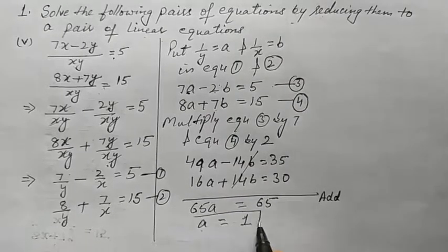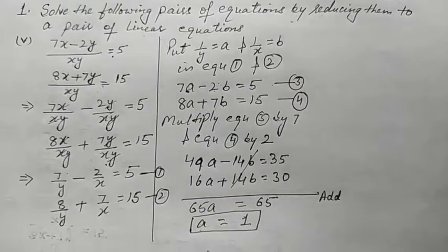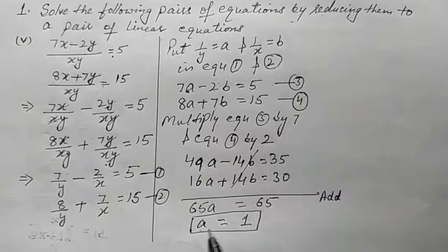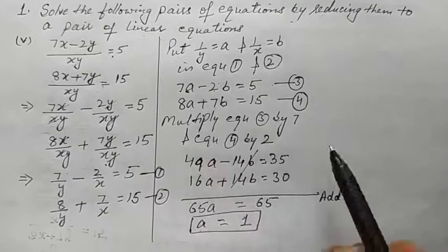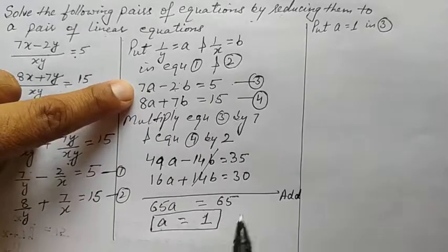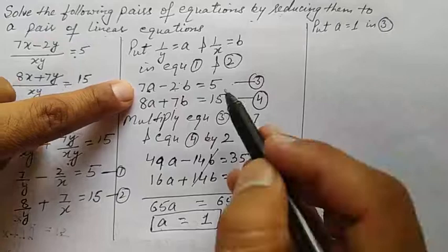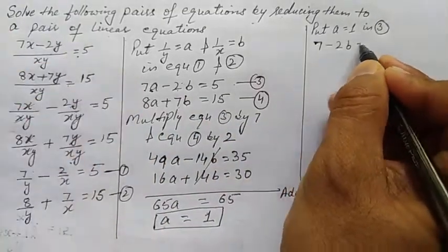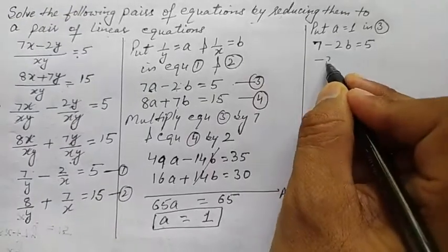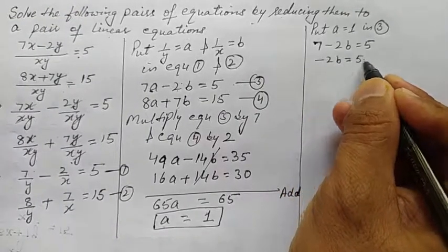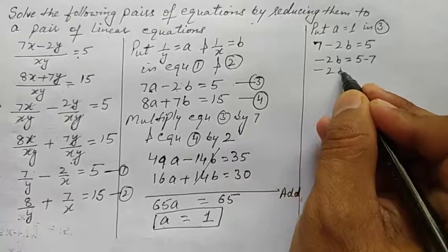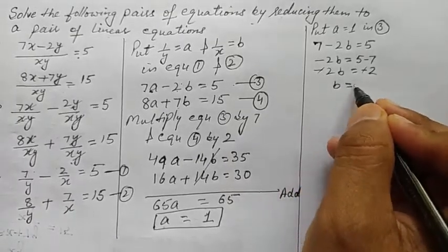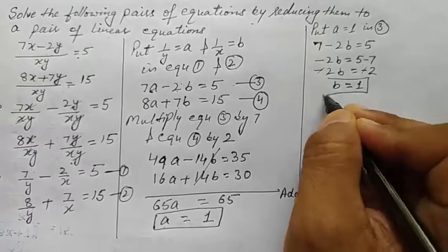So from here we get the value of a as 1. Now we'll put the value of a as 1 in either the third equation or the fourth equation, and then we can find the value of b also. So put a is equal to 1 in equation 3, so it becomes 7 into 1 is 7, minus 2b is equal to 5, and minus 2b is equal to 5 minus 7. So minus 2b is equal to minus 2, so the minus signs cancel, and b is 2 over 2, that is also 1. a is 1, b is also 1.